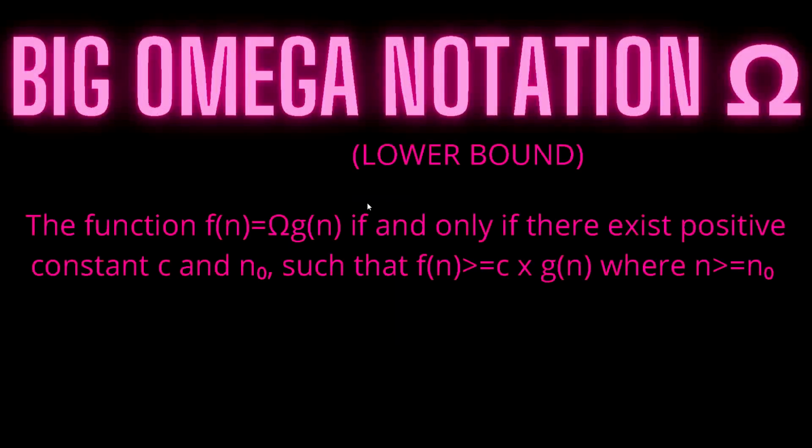All right. Now, the big omega notation is a lower bound notation. So first of all, let me read the definition very quickly. The function f of n equals omega of g of n if and only if there exists positive constant c and n naught such that f of n is greater than or equal to c into g of n, where n is greater than n naught. In the previous case, it was less than or equal to c into g of n. Here the c into g of n value should be lesser.